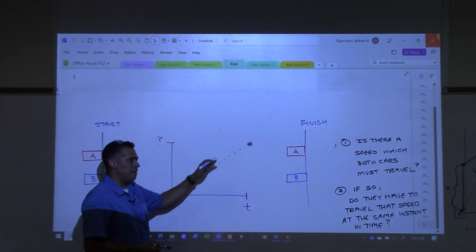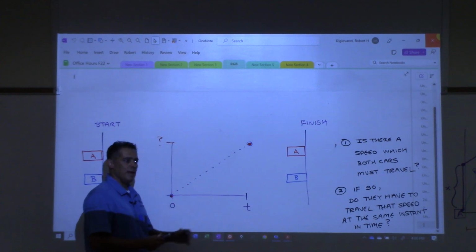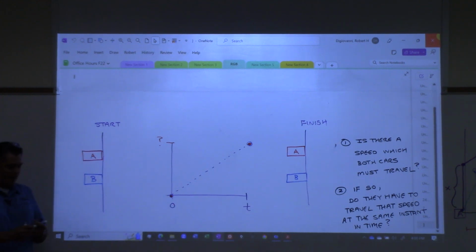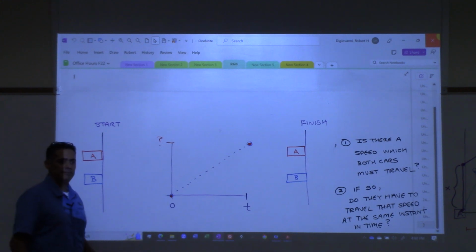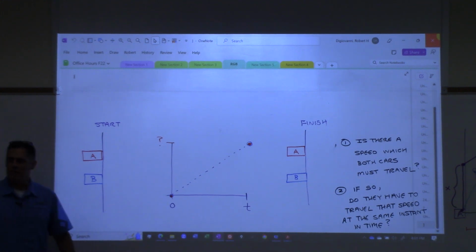And then for car B, we have the same thing, right? That it has a graph and somewhere in there it's got some point, right? So I like that. I agree. Anybody disagree or want clarification? Was everyone a yes on number 1? Yes. Okay, how about number 2? Is it the same point in time for both?